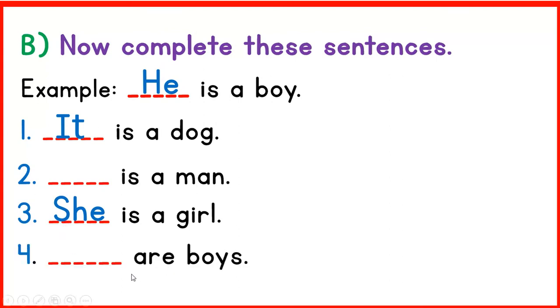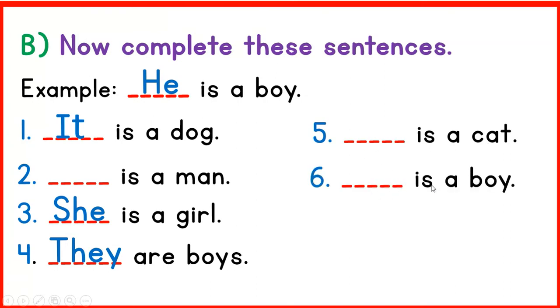Number four, Dash are boys. Not one boy, more than one boy. You can see the S here. Boys means more than one boy. We have to put they here, not he or she. They are boys. Now number five, Dash is a cat. A cat is an animal. You have to put it here. It is the answer.